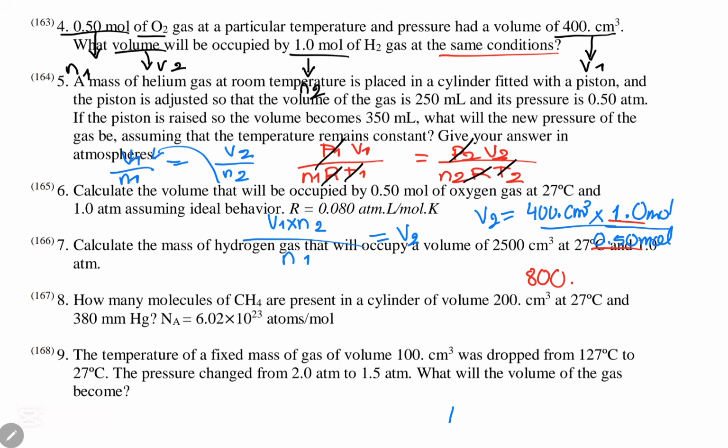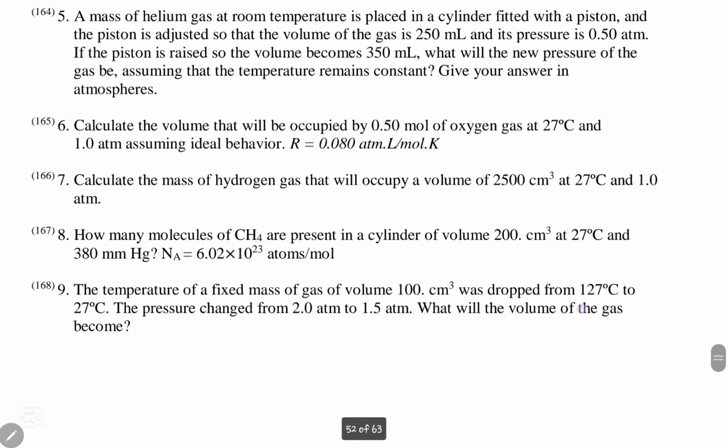But if I put a point, this is to 3 significant figures, so I cannot deal with this. Instead, I will need to change it to the appropriate number of significant figures. So I will change it to 8.0, this is 2 significant figures, times 10 to the power of 2. And what's the unit that I'm gonna have? I'm gonna have centimeter cubed. Okay, that's it for question number 4. We move on to question number 5.